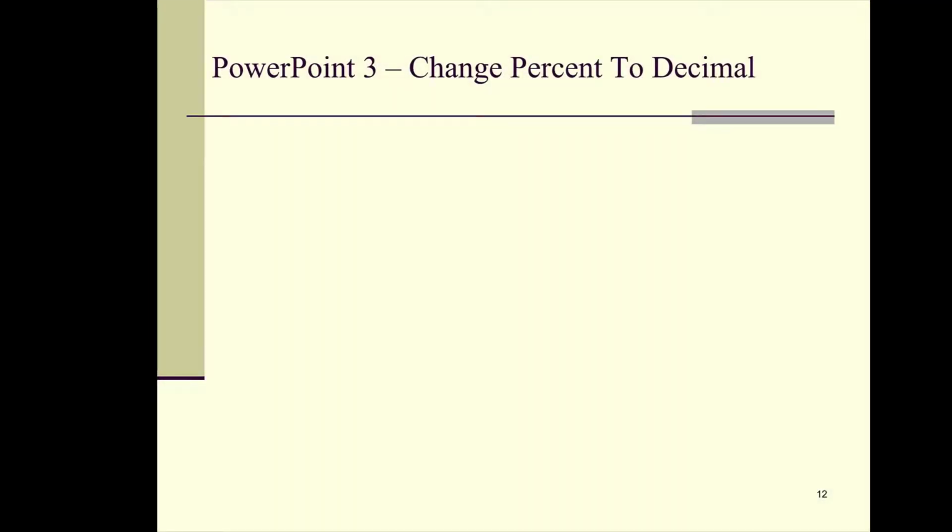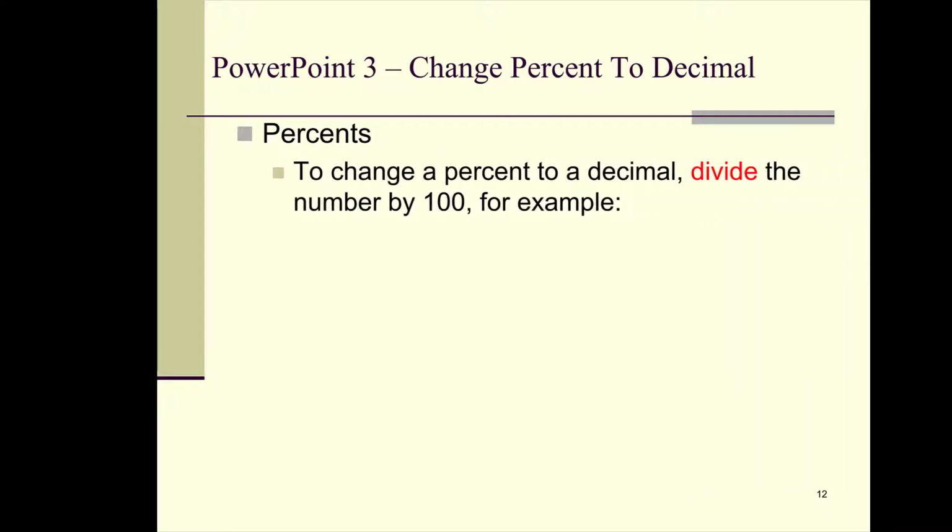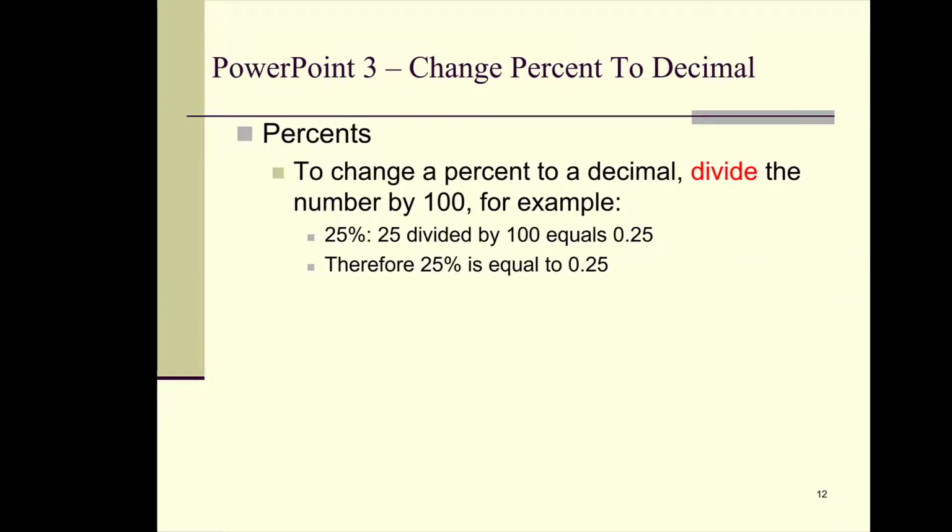So now we're going to learn how to change a percent to a decimal. To change a percent to a decimal, you need to divide the number by 100. For example, if we want to convert 25% to a decimal, in your calculator just enter 25 divided by 100 equals, and the answer is 0.25. That means that 25% is equal to 0.25.